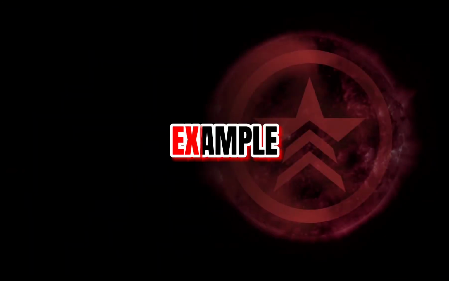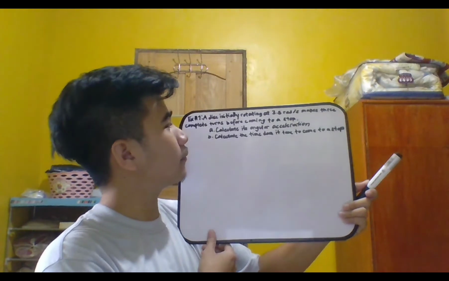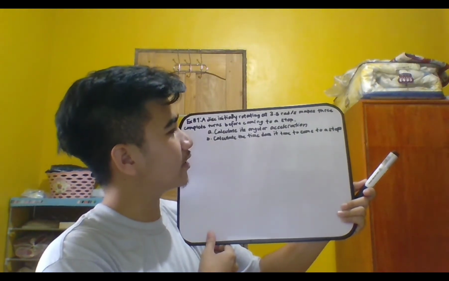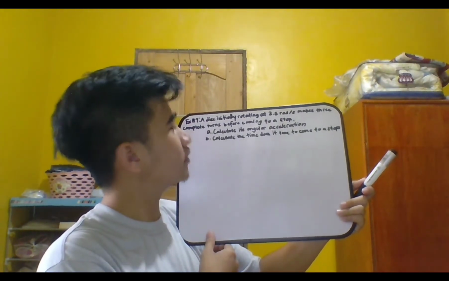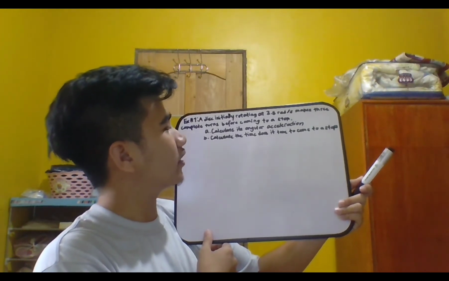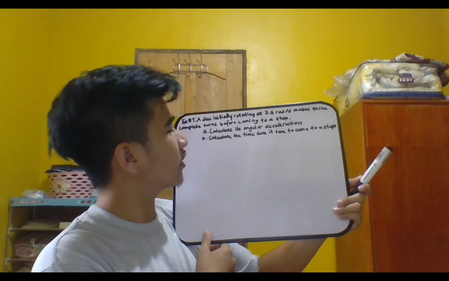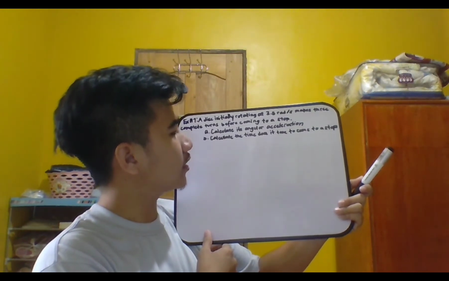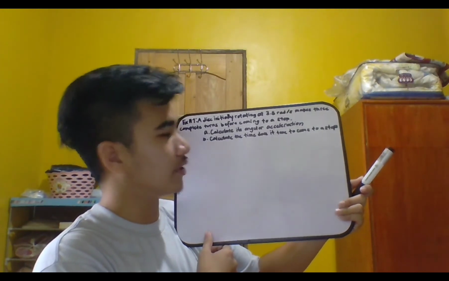From VSC 2D, today I will explain motion at constant angular acceleration using this example. So let's go. Sample number 1. A disk initially rotating at 3.5 radian per second makes 3 complete turns before coming to a stop. A. Calculate its angular acceleration. B. Calculate the time it takes to come to a stop.